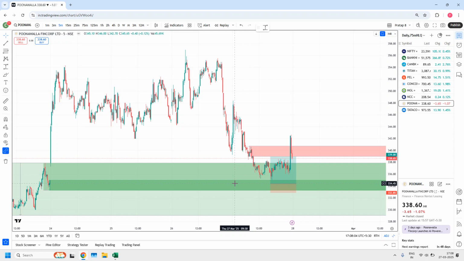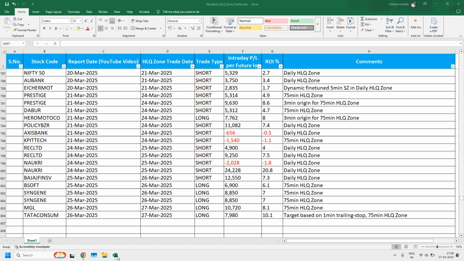But today I am discouraging it. The reason is that trades after 3 o'clock are quite dangerous. Recently, for the last 2 months, we've been very strict on that. We are not considering any 3 o'clock trades. Maybe I will just show you how the HLQ zone performed, but I am not capturing the results in the Excel sheet.